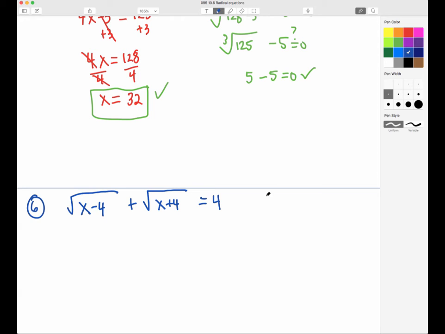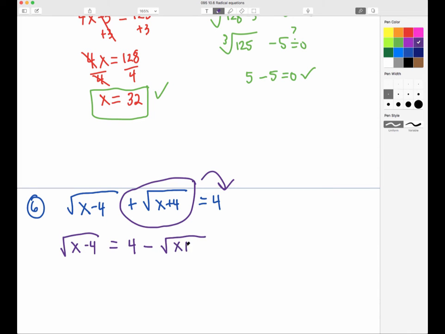So the first tip that I'd given was isolate a radical. So here's a radical, there's a radical. Just pick one of them to solve for. So for me, I usually just take the second one and then move it to the opposite side. So we'll be looking at the square root of x minus 4, and that's equal to 4 minus the square root of x plus 4. So what I just did was I subtracted the square root of x plus 4 on both sides.